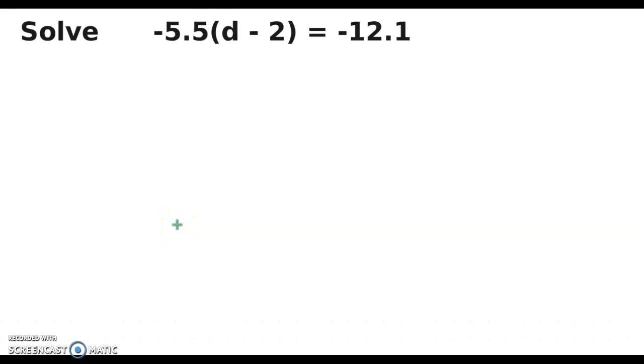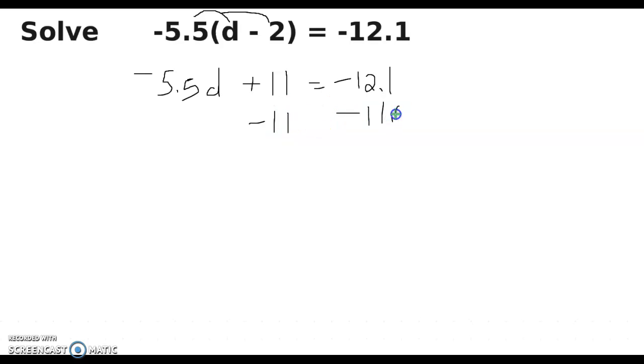This time we have decimals involved. 5.5 parentheses d minus 2 equals -12.1. We take the -5.5, distribute it. -5.5 times d plus -5.5 times -2, that's a positive 11, because a negative times a negative, positive. We're still equal to -12.1. At this point, I'm trying to get the -5.5d alone, so I need to subtract away the 11 from both sides. Think of that as 11.0, so you see it a little better.